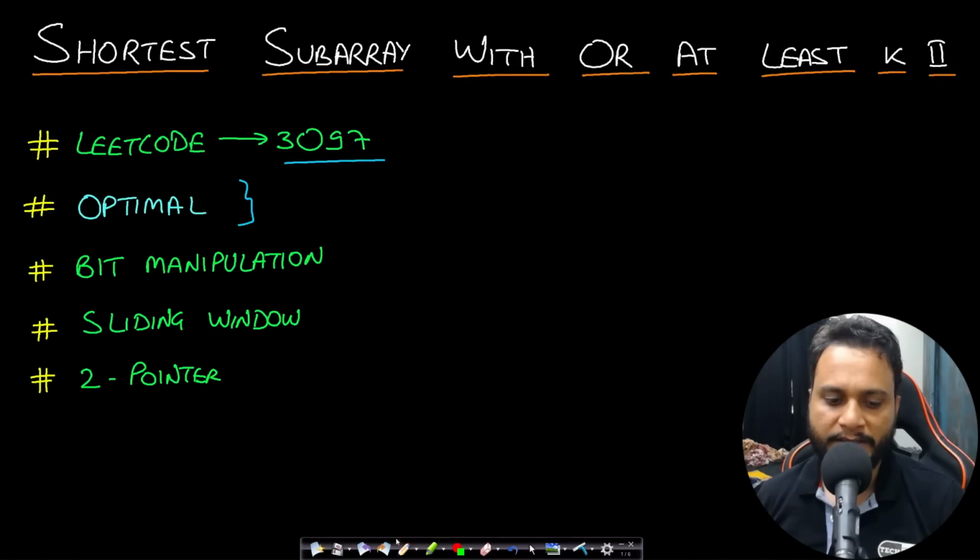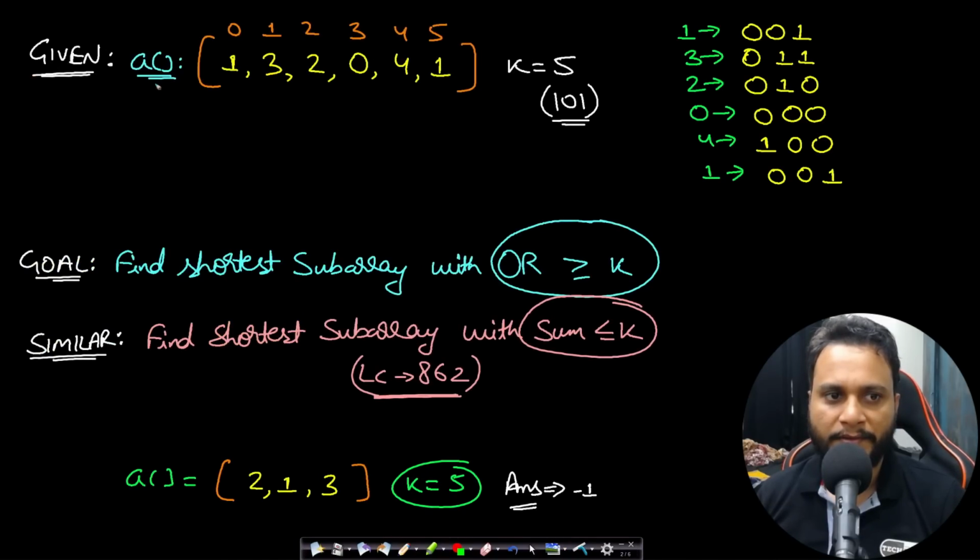Now let's look at an example for better understanding. In this case, let's say our array is 1 3 2 0 4 1, and these are the binary representations of all the elements. Our goal is to find the shortest subarray with OR value greater than or equal to k. Here the k value mentioned is equal to 5.